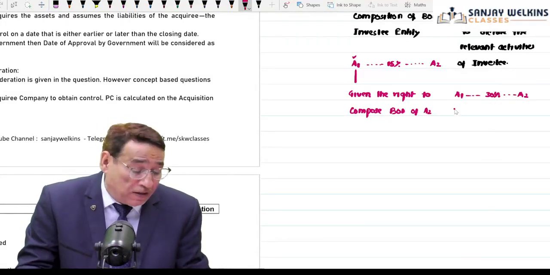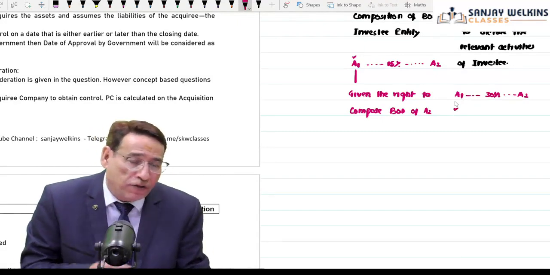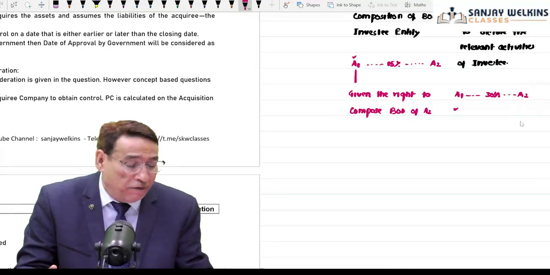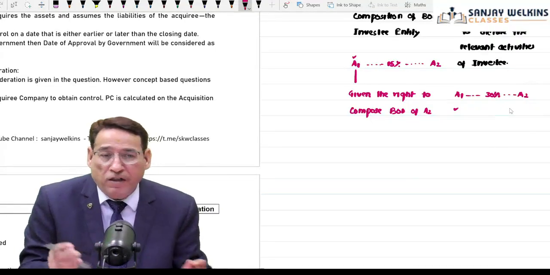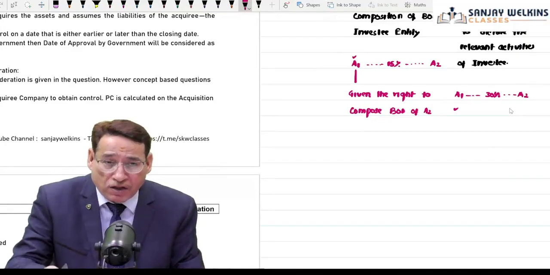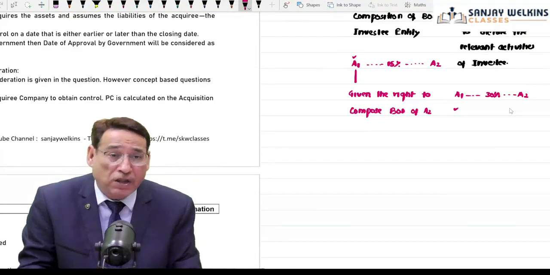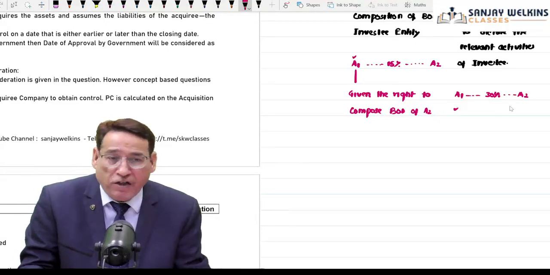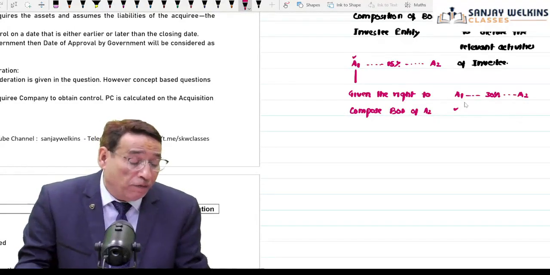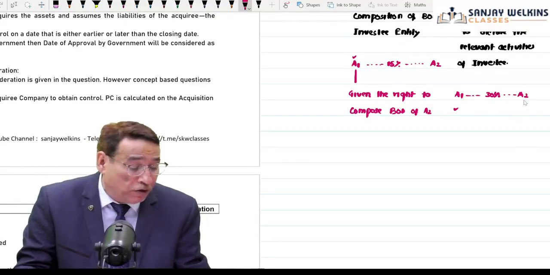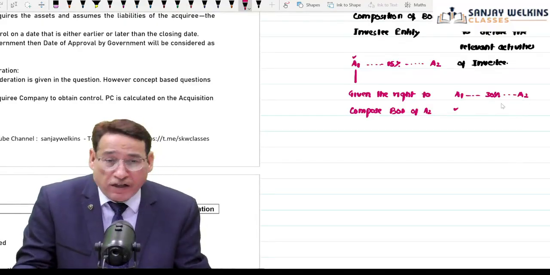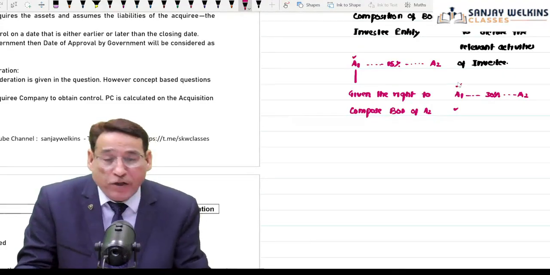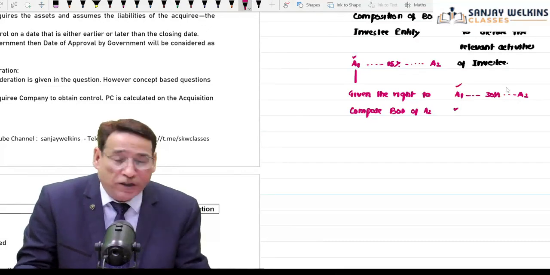But let us say there is an agreement whereby A1 was given the right to dictate or to control all the relevant activities. When we say relevant activities, it means all such activities which are basically responsible for fetching the returns. Generally, relevant activity means the financial and operational activities. So if we have got such a right to dictate the relevant activities, even in that case, it will be presumed that we are having the control over the other enterprise.